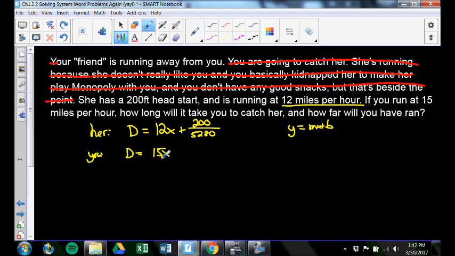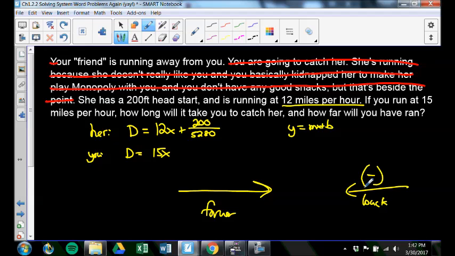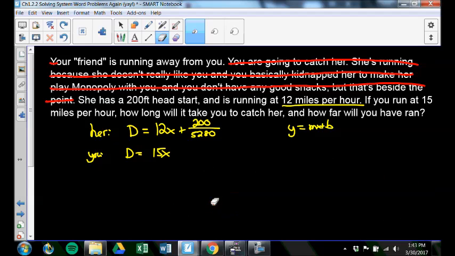Now, if you think about that train problem, in the train problem we had one of these numbers as negative. One of them had a negative slope. We did that because they were going in opposite directions. One was going forwards, as we called it, and one was going backwards. And the one that was going backwards had a negative direction. But in this case, we're both going in the same direction, so they're both going to be positive. The good news is we're catching her, we're going faster.